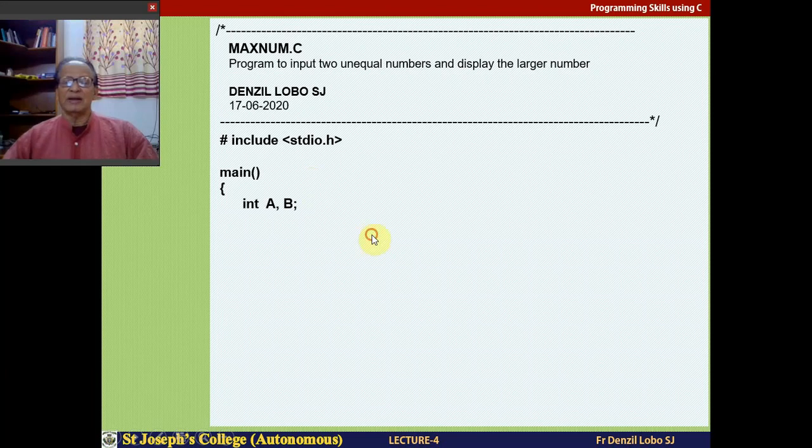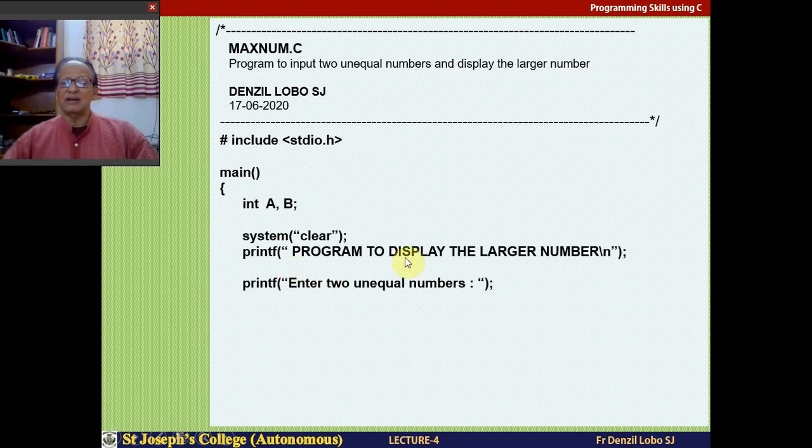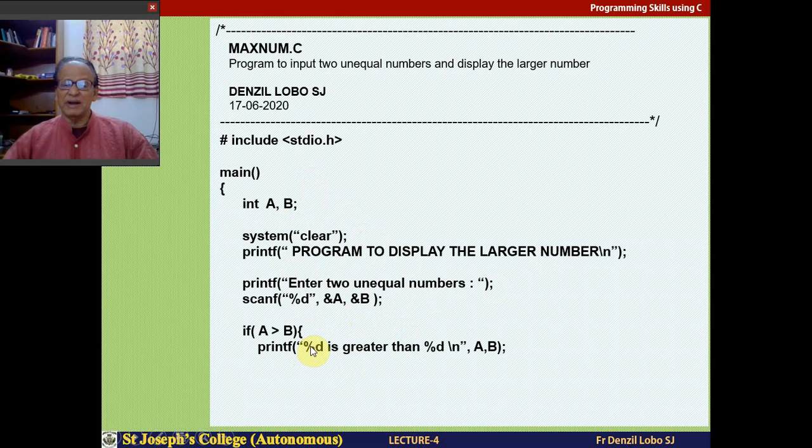So declare A and B, clear the screen, write the title for the screen, and give instruction. Enter two unequal numbers. You enter, oh, there's a mistake here, one more percentage D should have been there. Enter two numbers, then you ask if A is greater than B, print, if they say A value will come here, 40 is greater than 20.